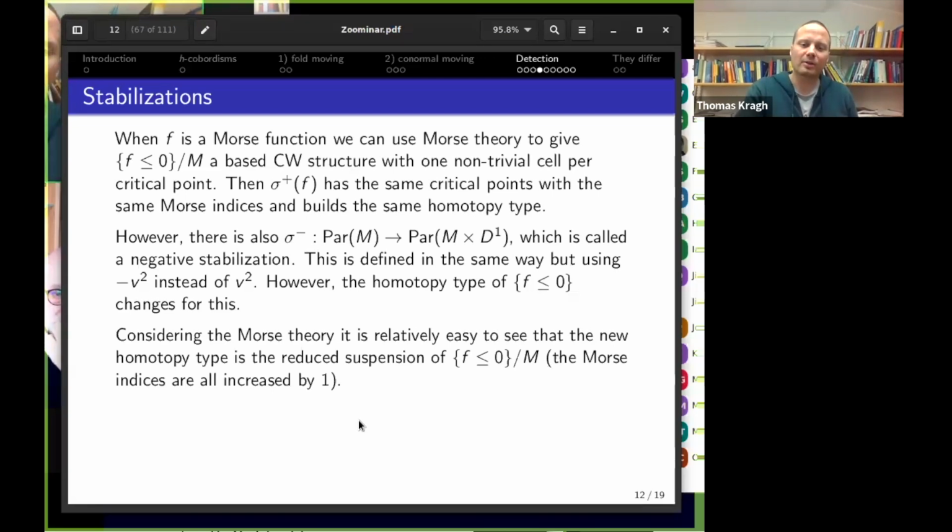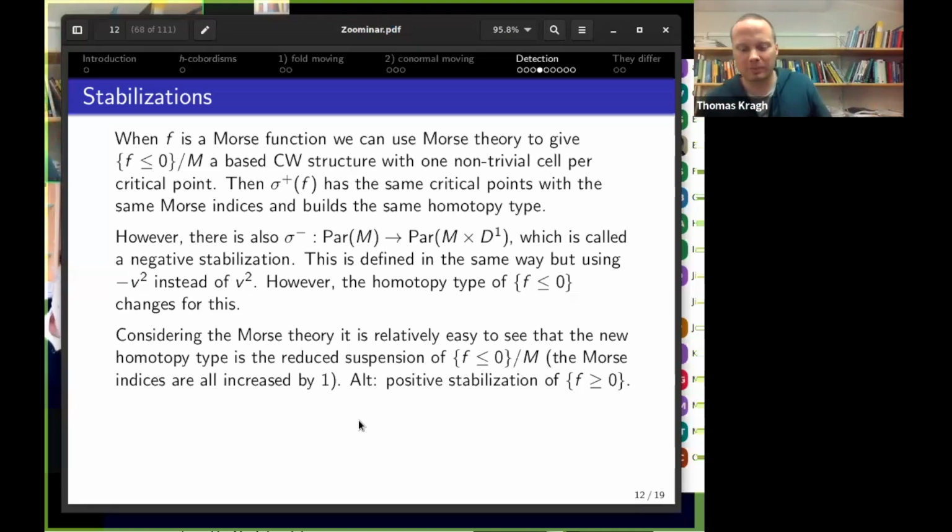And another way to think of it is that if you look at the part that's bigger than 0, you're positively stabilizing that. So if you had a free-floating annulus that in a positive stabilization turns into a torus, that means that if you're doing a negative stabilization and you had a hole that looked like an annulus, the hole turns into a torus hole, a solid torus hole. So it's sort of just the dual thing gets the positive stabilization.